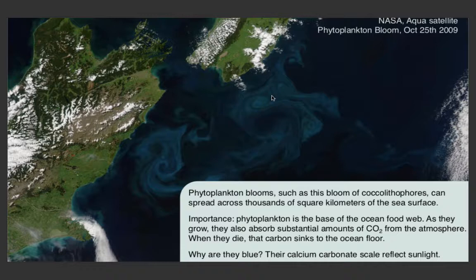So why are phytoplankton important? Well, they form the base of the ocean food web, right? And as they grow, they also absorb substantial amounts of carbon dioxide from the atmosphere, and when they die, that carbon sinks to the ocean floor. So they're a carbon sink. And why are they this blue color? Well, that's their calcium carbonate scales reflecting the sunlight.